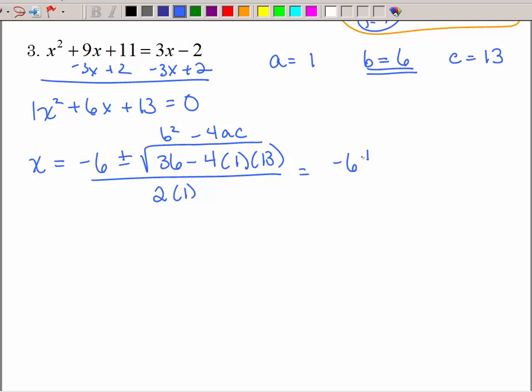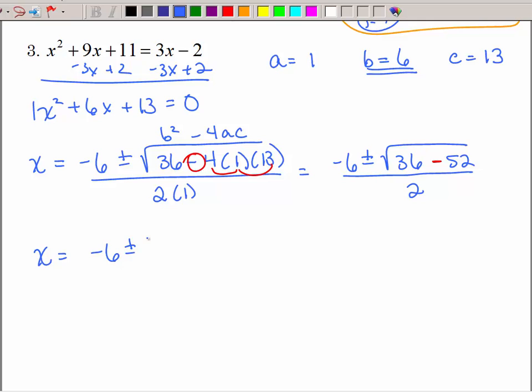So we have negative 6 plus or minus the square root of 36. I have one minus sign, so it's going to be minus. 4 times 1 is 4, times 13 is 52, over 2. Keep doing the arithmetic. Again, that's the hardest part about this. Now notice, 36 minus 52, that's a negative number, right? So we have to subtract and take the sign of the larger. That's going to be negative 16 over 2.